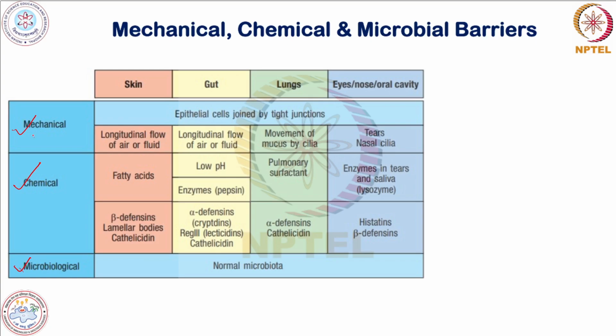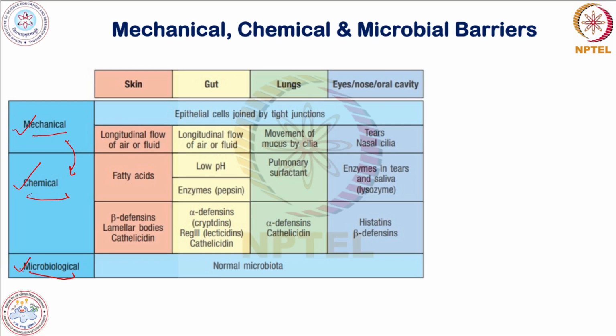Like these will stop the entry of the microbes from the outside. And these chemical barriers are the substances that destroy or inhibit the microbes. Even if any microbe is able to bypass the mechanical barrier and get entry in our body, then these chemical barriers will destroy or inhibit their growth.